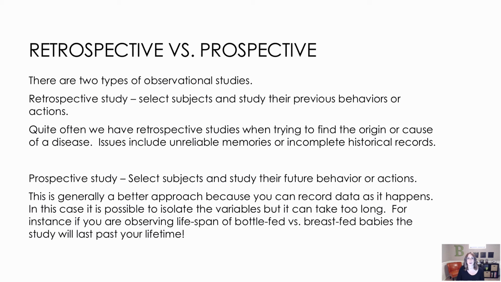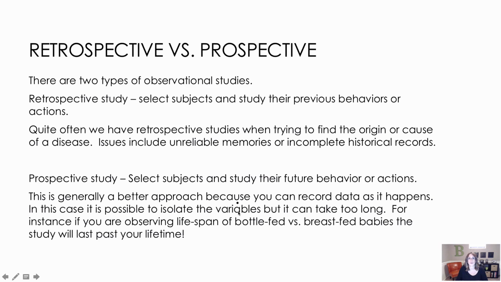A prospective study is different because we decide ahead of time we're going to look at these specific people and we're going to follow them as they go through this process. Now keep in mind, this is not an experiment. We're not saying this group is doing this and this group is doing this. We're just going to study what happens. So it's generally a better approach because we can record our data as we go, but quite often it's difficult.